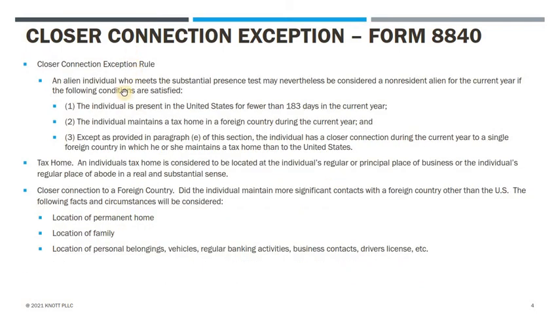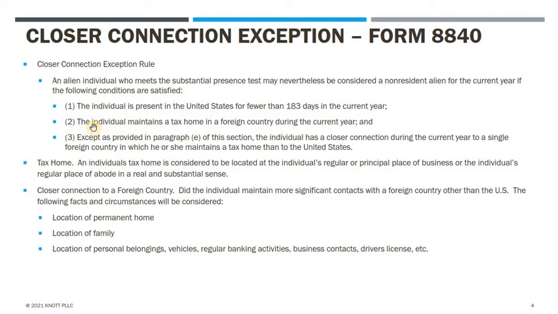So the closer connection rule, this is the override. If you're an alien individual who meets a substantial presence test, you can override it for the current year if you meet the following conditions. So first thing is you're present in the U.S. for fewer than 183 days in the current year. This is really important. If you're over that 183-day mark for the current year, it's not going to work. You're not going to be able to meet this test.